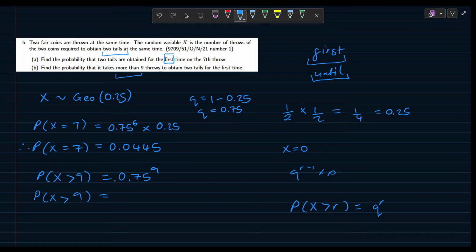So let's punch that into the calculator and we get 0.0751, and this would be our final answer.